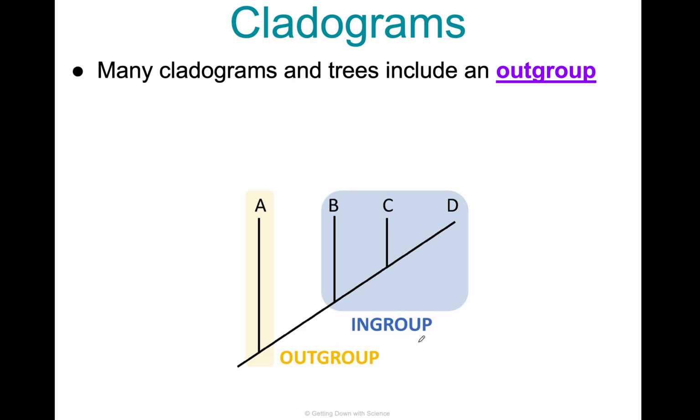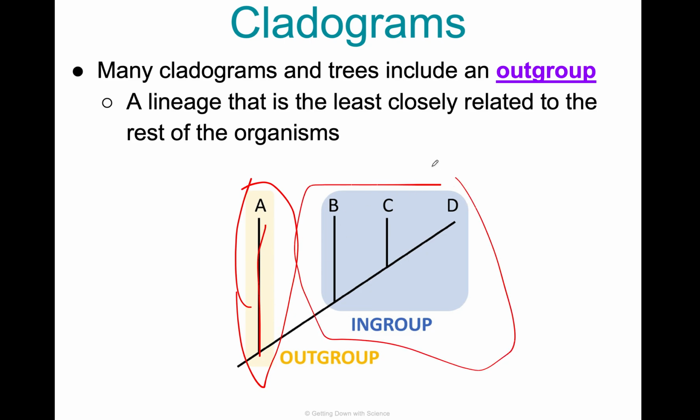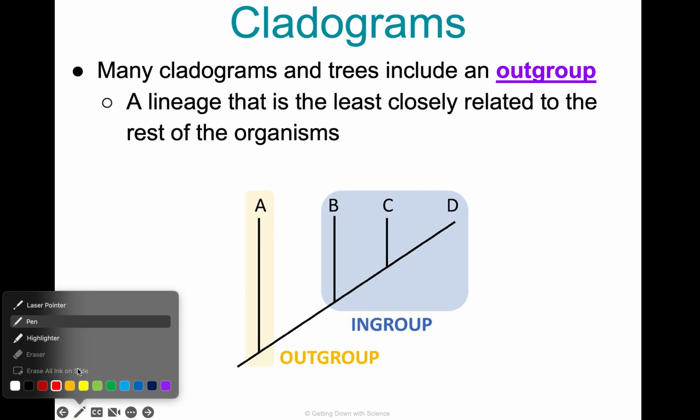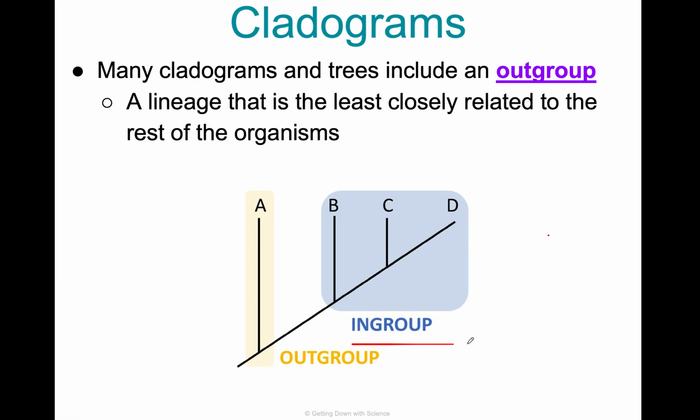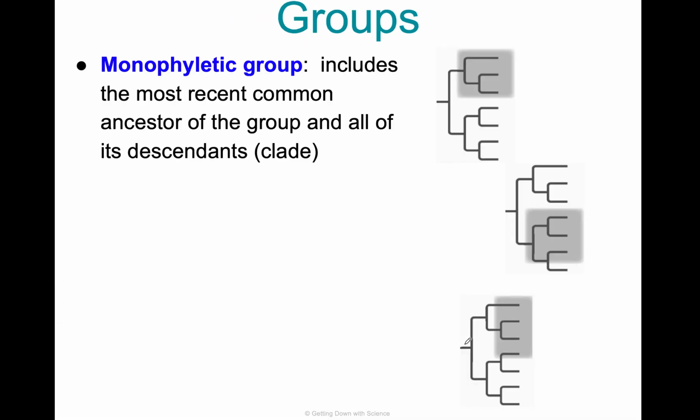Most cladograms and trees include an out-group, and it's a lineage that is least closely related to the rest of the organisms. You can see here, here's your out-group, which is just one, the first species that branches off of the common ancestor, and then the in-group over here, which is where these in-groups share more traits with each other than they do with their ancestors. Great.